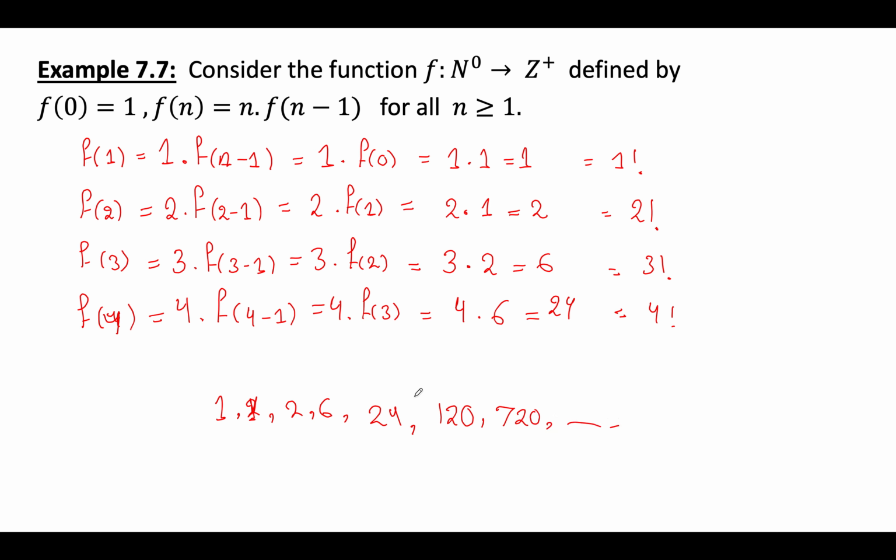So sometimes we can have multiple functions for the same sequence. For factorial, it can be n times f(n-1), or it can be f(n) equal to n factorial, for all n greater than or equal to 1, or 0.